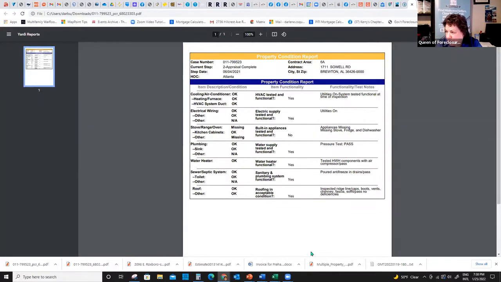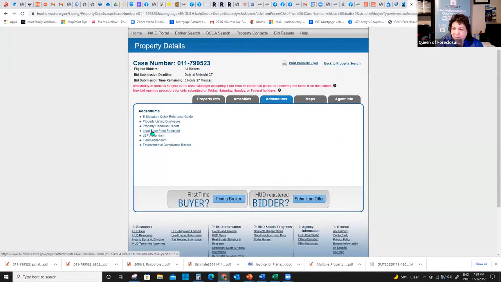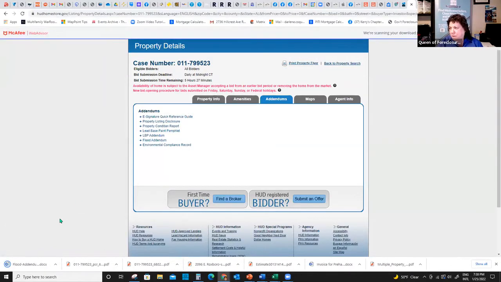Functionality, see where it says no, built-in appliances, no, not functional, because they're missing. It doesn't bother me because we buy new appliances for every rehab. But sometimes this is helpful. Sometimes there's nothing here to work with. Some of this is lead-based paint. I don't really care, because again, I've been in it long enough. I know if it's 1978 or older, you're going to have to sign the addendum, the flood addendum.